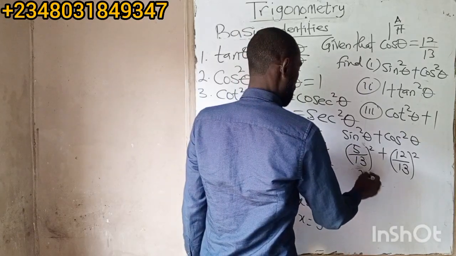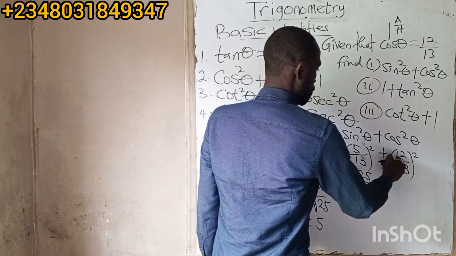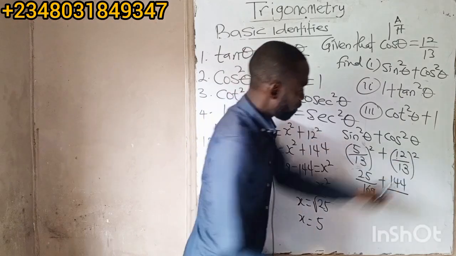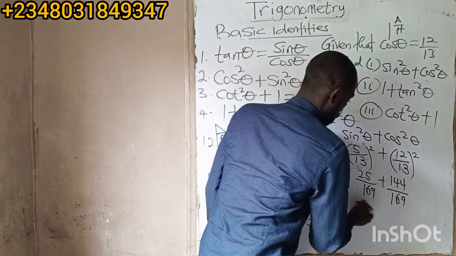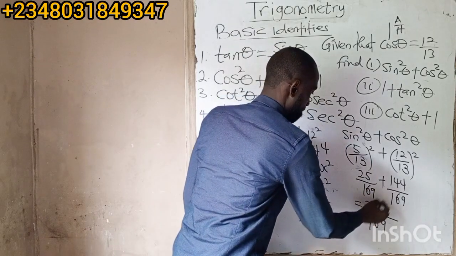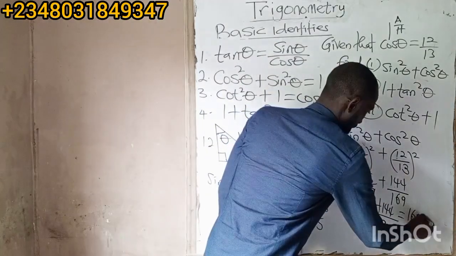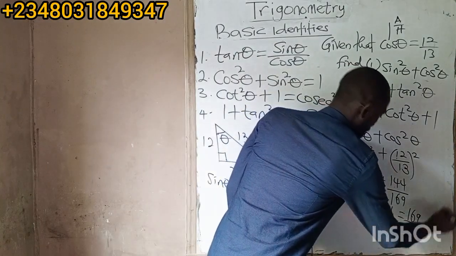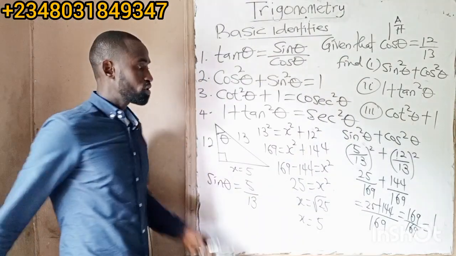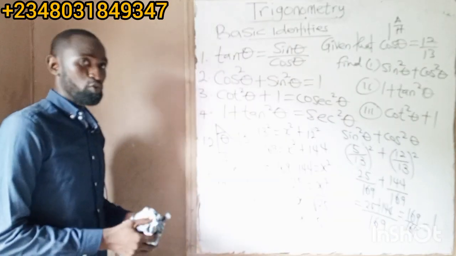5 squared is 25. 13 squared is 169. Plus 12 squared is 144 all over 13 squared, which is 169. We find the LCM. The LCM is 169. This will be 25 plus 144. What's 25 plus 144? 169 over 169. And that gives us 1. You see that? It gives us 1. If it's OBJ, just pick 1. But if it's theory, show them what you have. Show them the stuff you are made of.